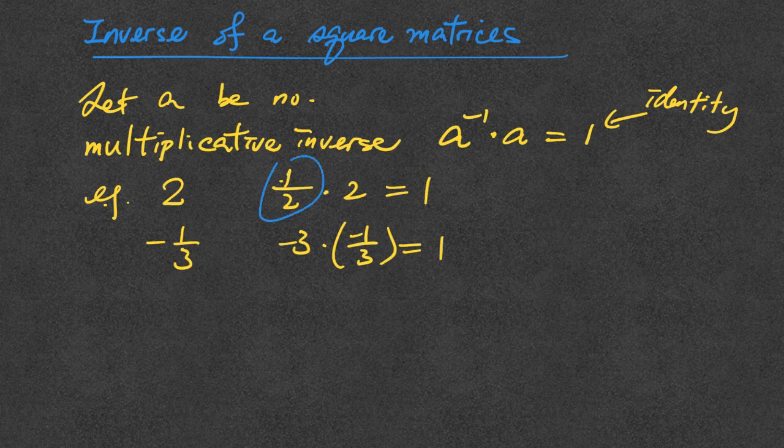Indeed, you will also find that actually it's about the index law, because the inverse of 2 means that it's 2 to the power minus 1, which is 1 over 2. Minus 3, you will see that it's minus 1 over 3 to the power minus 1 as well. So we will extend this idea to the inverse of square matrix afterward.